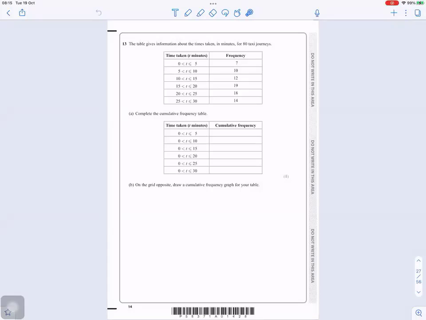Question number 13. The table gives information about the times taken in minutes for 80 taxi journeys. Complete the cumulative frequency table. We start with 7. After that, 7 plus 10 gives you 17. After that, 17 plus 12, 29. 29 plus 19, 48. 48 plus 18, 66. And 66 plus 14 is 80. So you start by adding 7 plus 10, get 17, and so on.